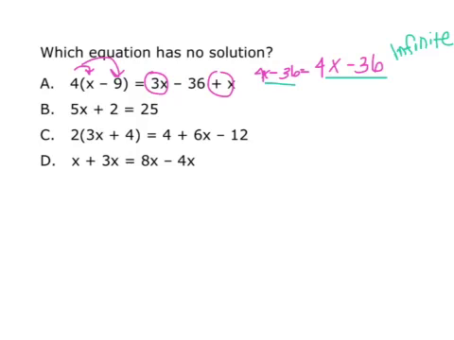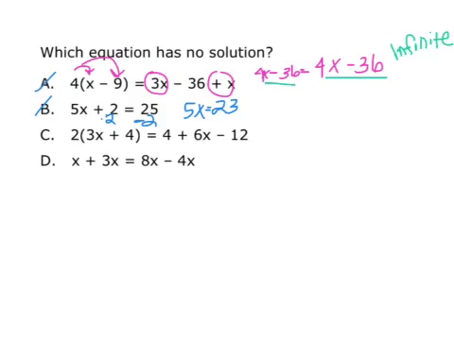Okay, so let's look at b. b automatically, I know, is going to have a solution because I only have one x on the left side. The x's are not on the right side. This is just a two-step equation. I could solve this. I would subtract 2 from both sides, get 5x equals 23, and then divide by 5. I would get a decimal, but that's okay. It still would give me a solution. So a and b are out.